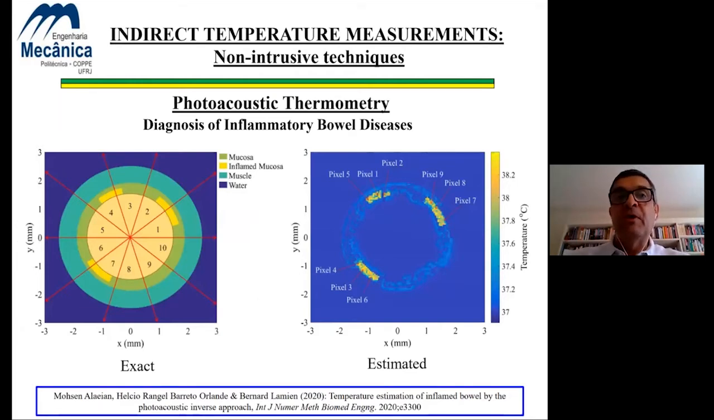Although not related to cancer treatment, we have also considered the inverse photoacoustic thermometry problem as an auxiliary tool for the diagnosis of inflammatory bowel diseases. In this case, both the laser and the acoustic transducer are located at the tip of a shaft that rotates inside a catheter inside the bowel lumen. The simulated inflammatory regions that can be seen in this figure on the left, with high temperatures, could be accurately identified by the solution of the inverse problem, as shown in this figure on the right.